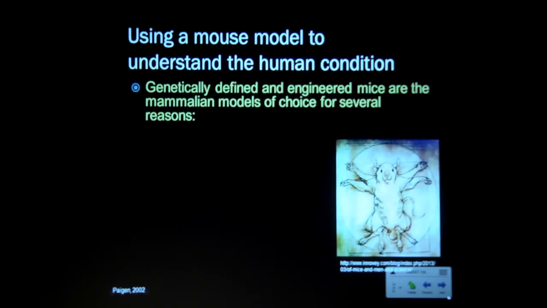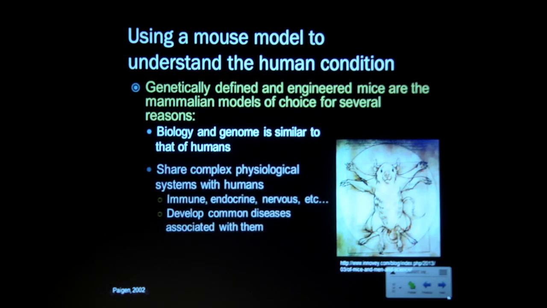And there are several reasons why this mouse model has been chosen. In addition to being genetically defined and engineered relatively easily, mice also have a biology and genome that's very much like our own, making them a good model system. And following that line of thought, they often share complex physiological systems with ourselves.